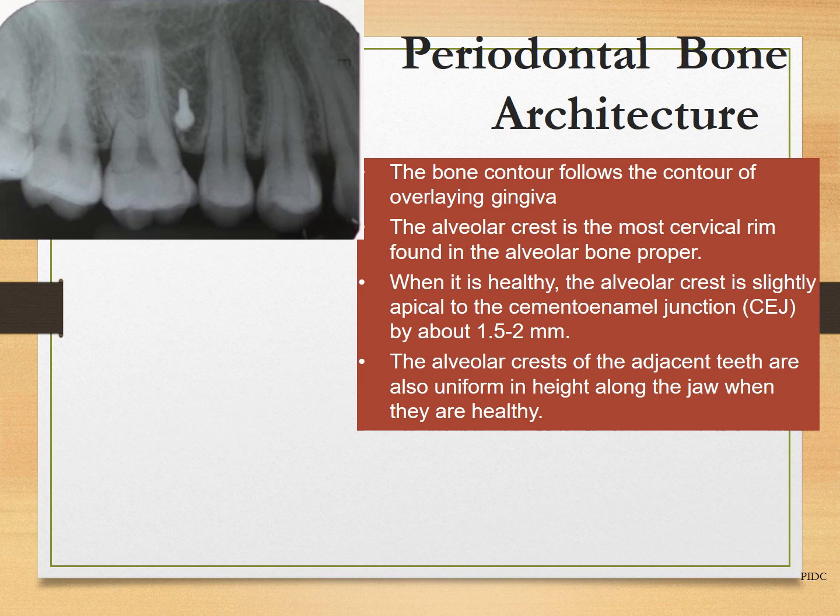So the bone contour follows the contour of the overlying gingiva. The alveolar crest is the most cervical rim found in the alveolar bone proper. When it is healthy, the alveolar crest is slightly apical to the cemento-enamel junction, that is about 1.5 to 2 mm, and the alveolar crests of adjacent teeth are also uniform in height along the jaw when they are healthy. And also the alveolar process comprises compact bone adjacent to the periodontal ligament, which is called lamina dura. This is very important while examining radiographs in case of pathologic lesions.